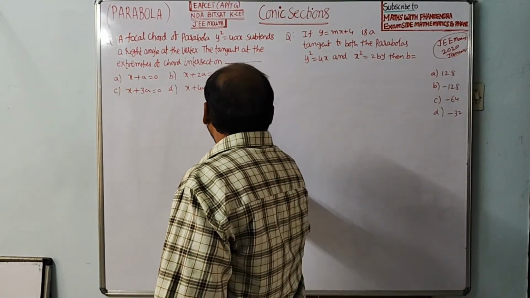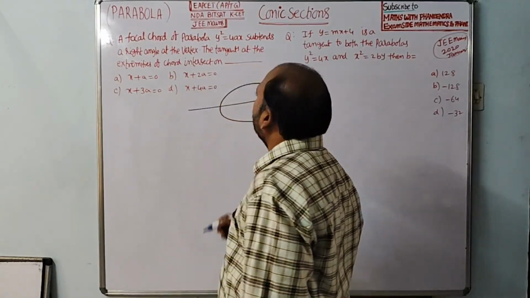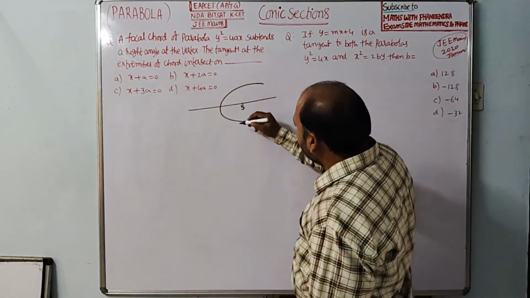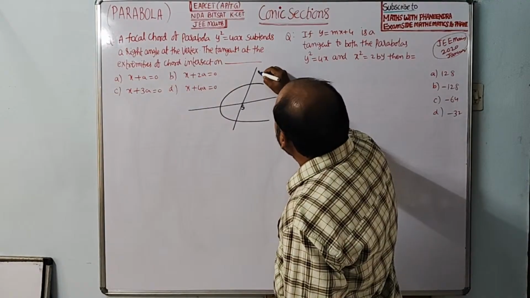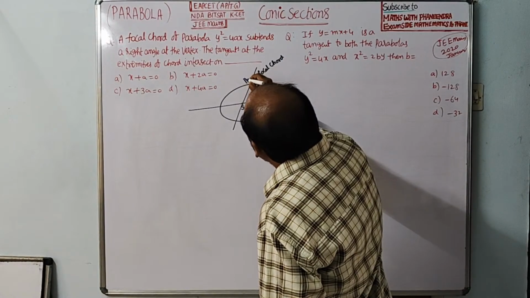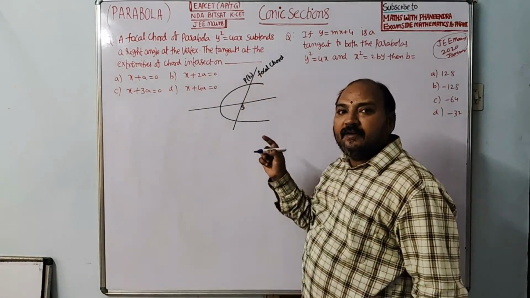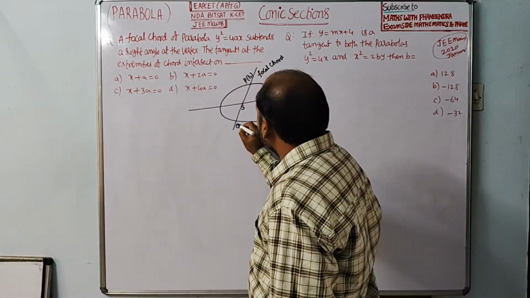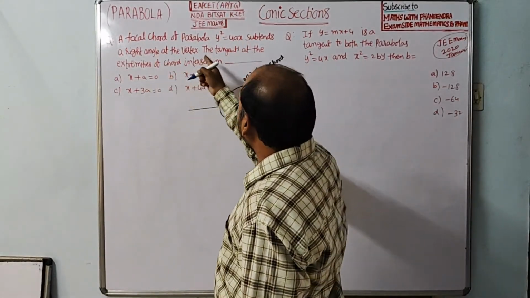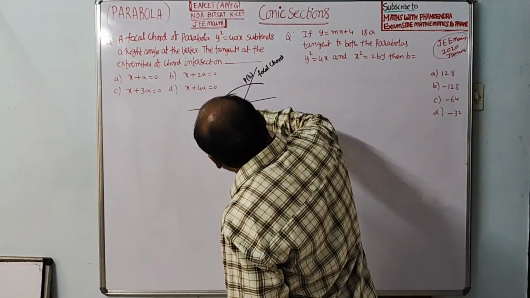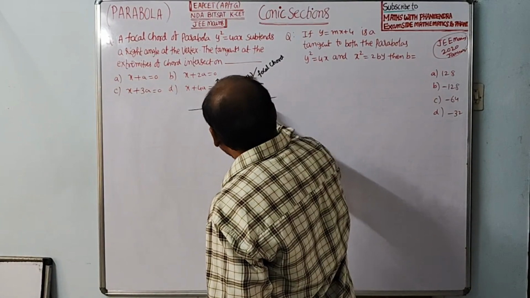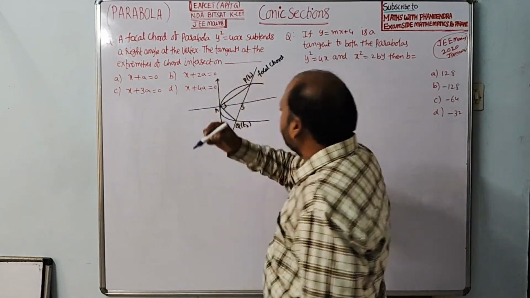So this is the parabola y square is equal to 4x. This is the focus. A focal chord of the parabola means, so this is the focal chord. This is some point P of t1, P of t1 means (a t1 square, 2a t1). This is Q of t2, (a t2 square, 2a t2). Focal chord subtends a right angle at the vertex. This is the vertex. So that means here and here makes a right angle at the vertex.